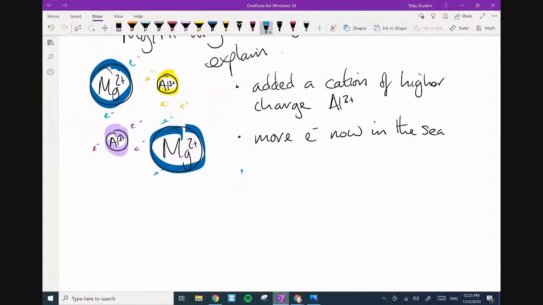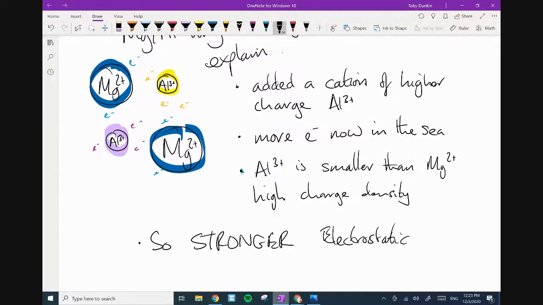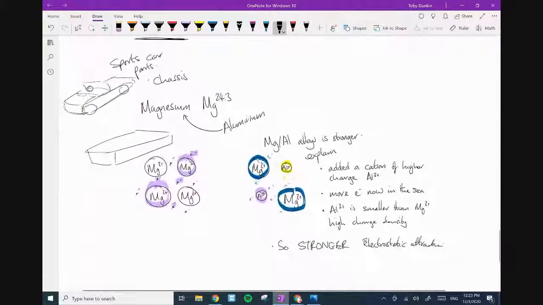And just as a kicker, as a third point, aluminium 3+ is smaller than Mg2+, higher charge density, therefore stronger electrostatic attraction. So, stronger electrostatic attraction. Loads of really cool electrostatic attraction. Done, that'll do. So that actually brings us to the end of A-level metallic bonding.